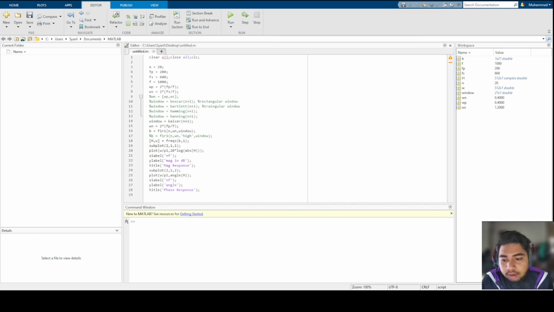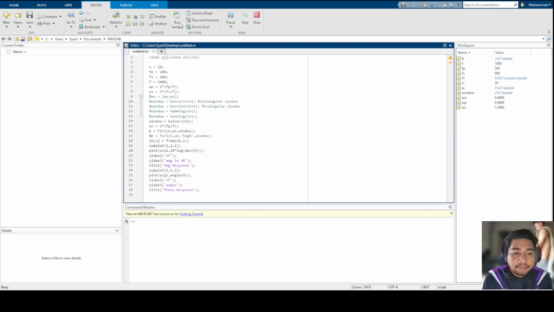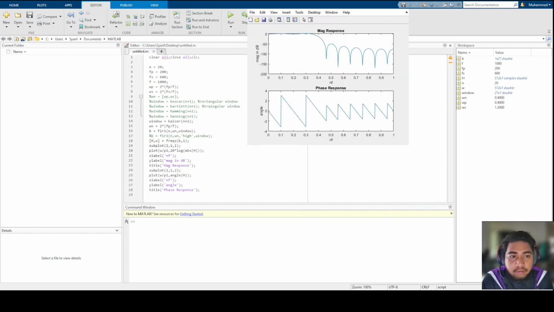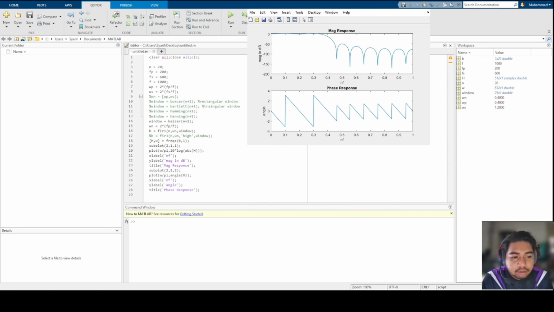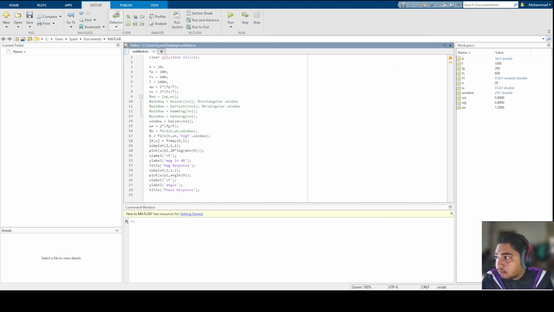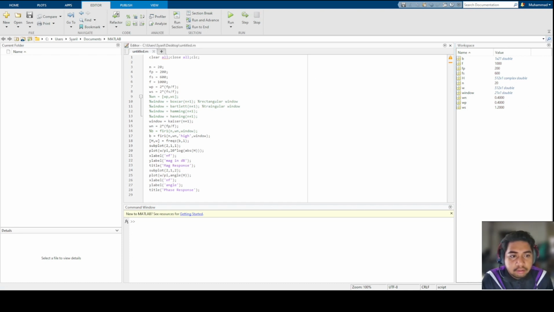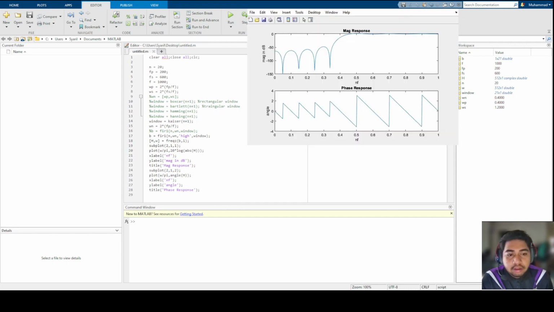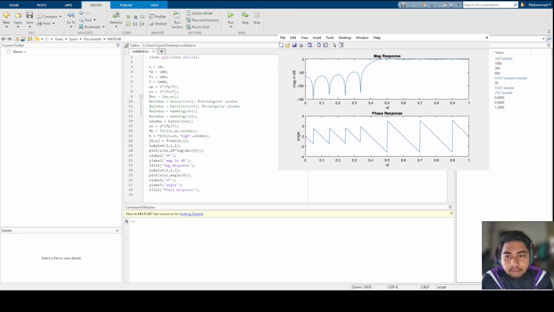I'll close first, run section. Okay, this is the output for the Kaiser window for the low pass filter, and the next one is high. I will do the high pass filter. Okay, this is the output for the high pass filter, Kaiser.